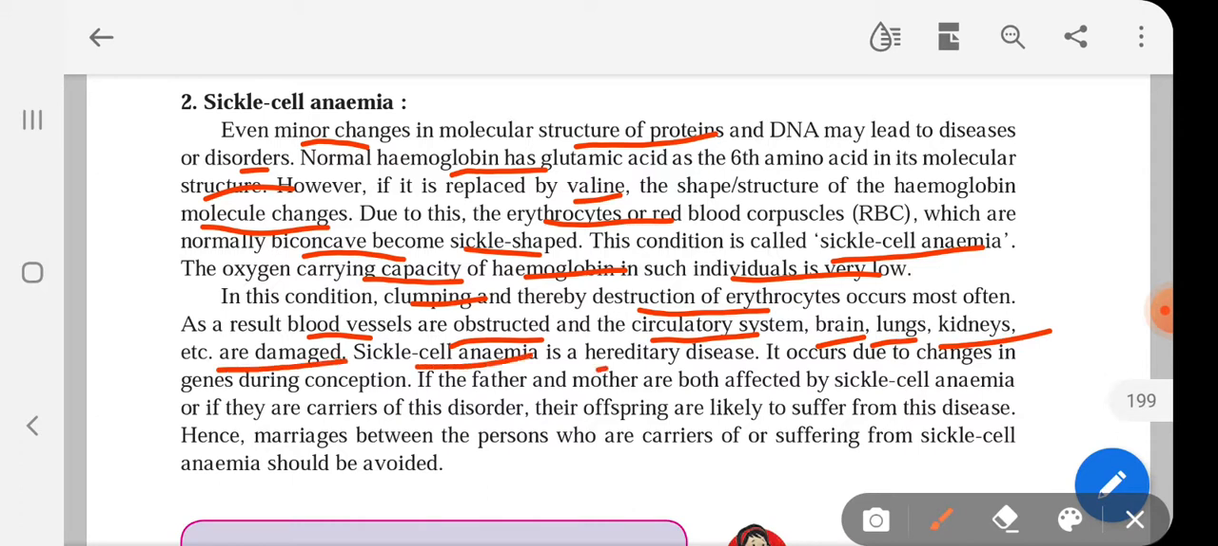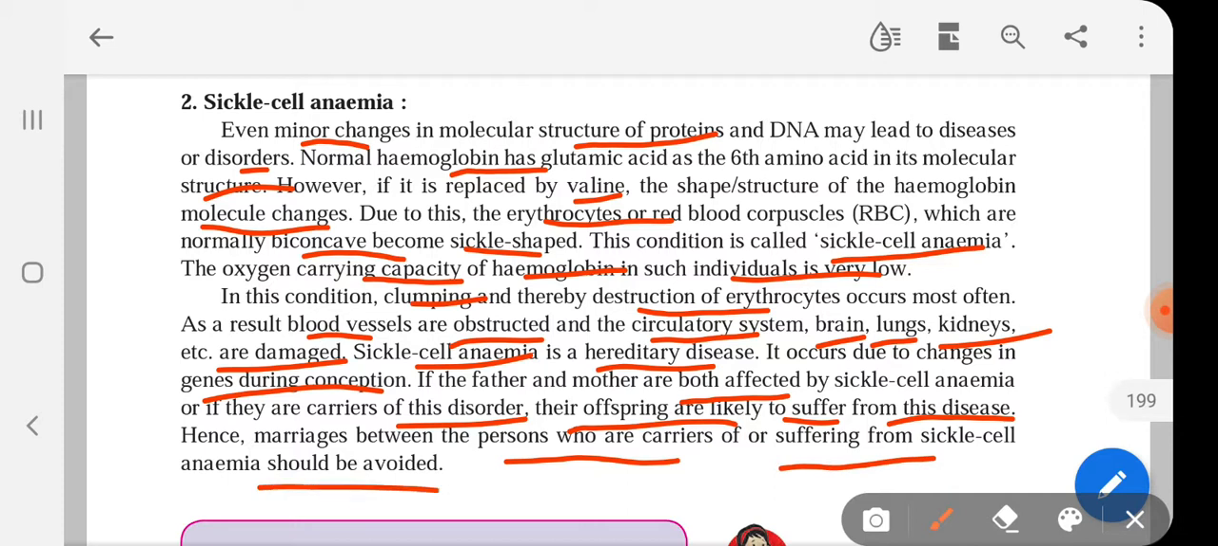Sickle cell anemia is a hereditary disease. It occurs due to changes in genes during conception. If the father and the mother are both affected by sickle cell anemia, or if they are carriers of this disorder, their offspring are likely to suffer from this disease. Hence, marriages between persons who are carriers of or suffering from sickle cell anemia should be avoided.